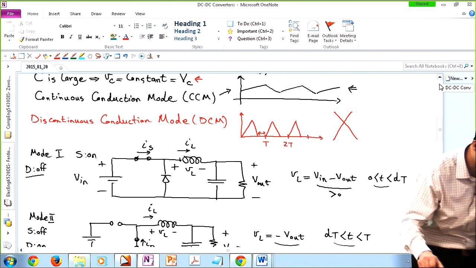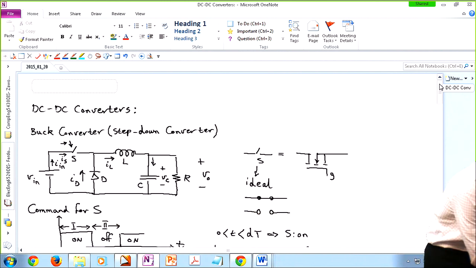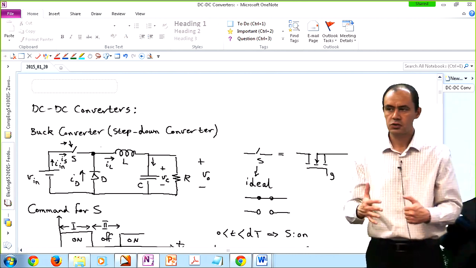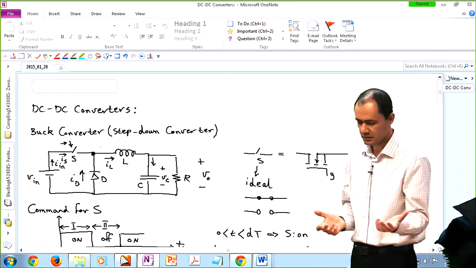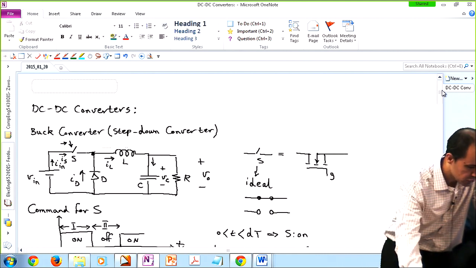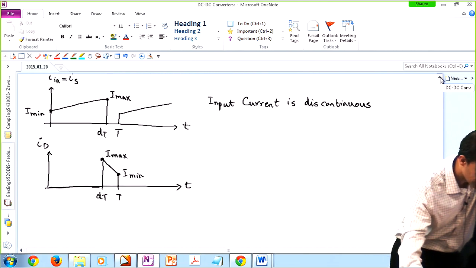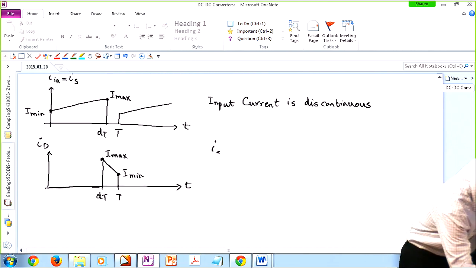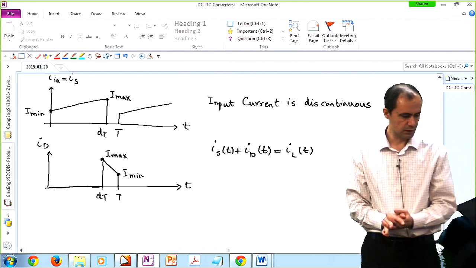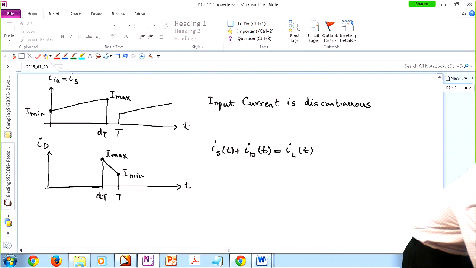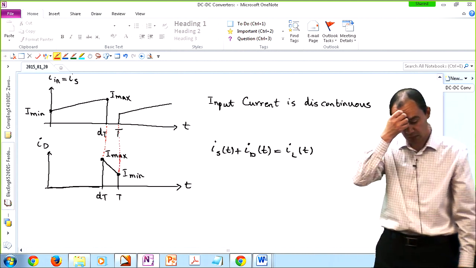And obviously if I apply KCL to this node, for any instant of time I can say the switch current plus the diode current is the inductor current, right? So just keep that in mind. If you want to verify your solution in the end, the switch current at any given time plus the diode current should be the inductor current. And these are non-overlapping signals, by the way. I don't know why, but this is a little bit wider, but they are supposed to be on the same time scale.